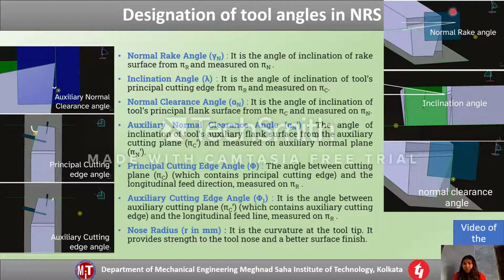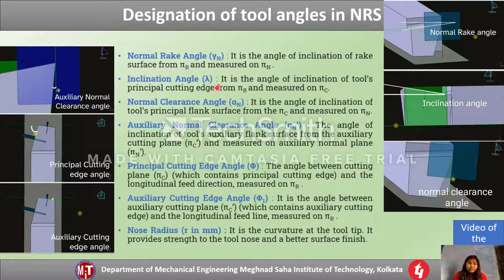I'm sorry, this is our normal plane, and this is the rake face, right? As we are measuring it from the normal plane, we can see this is our rake face, and this line is parallel to our reference plane. So this angle of inclination is the normal rake angle.